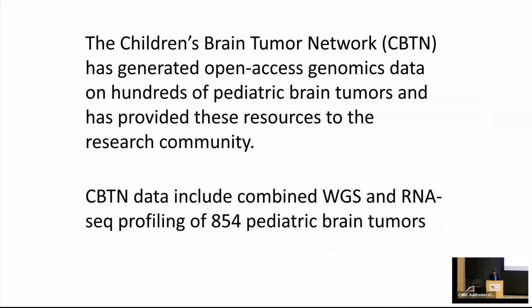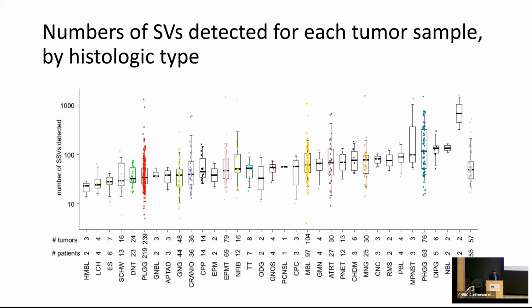The CBTN needs no introduction to this group, but we were particularly interested in this combined whole genome sequencing and RNA sequencing of 854 pediatric brain tumors. And so that allows us to look for SV-altered gene expression patterns. Represented here are the numbers of somatic SVs detected for each tumor sample by histologic type. So you see that tumors of any histology can be impacted by SVs and impacted also by SV-altered expression.